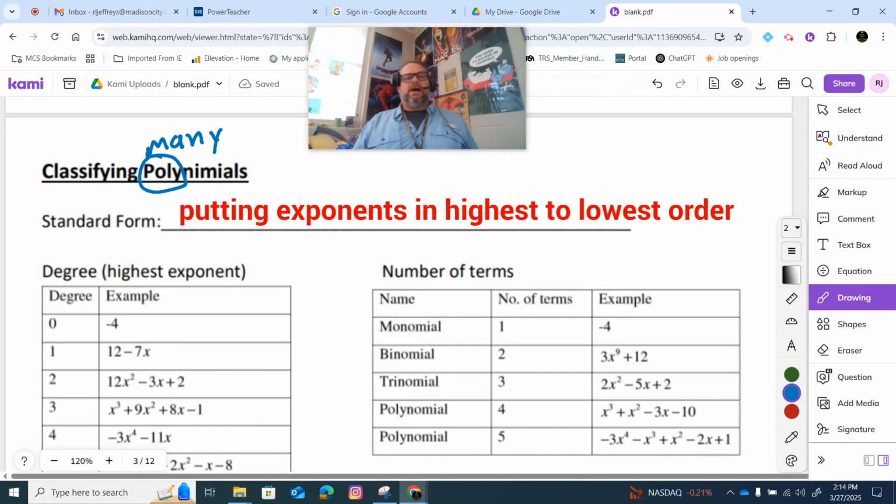All right, so now standard form. Standard form. That is putting the exponents in highest to lowest. Okay?